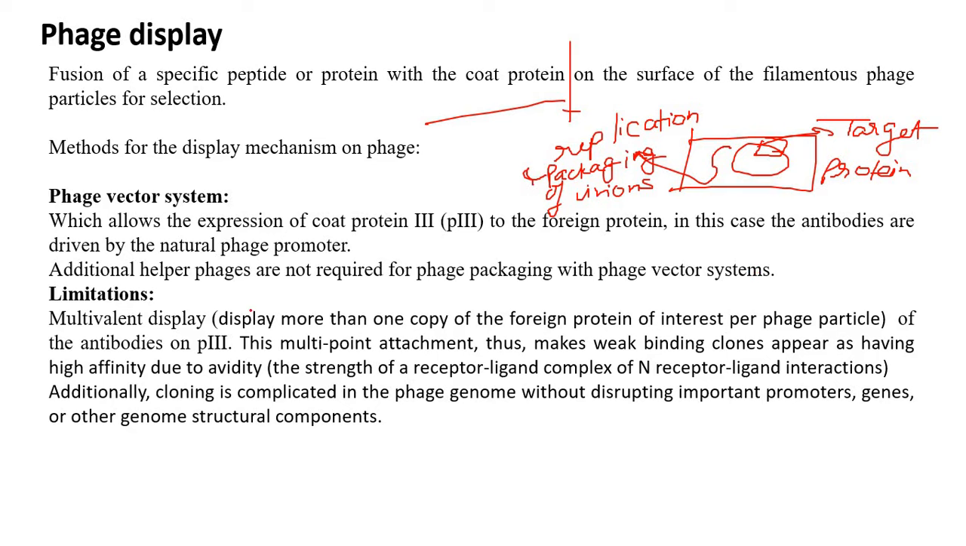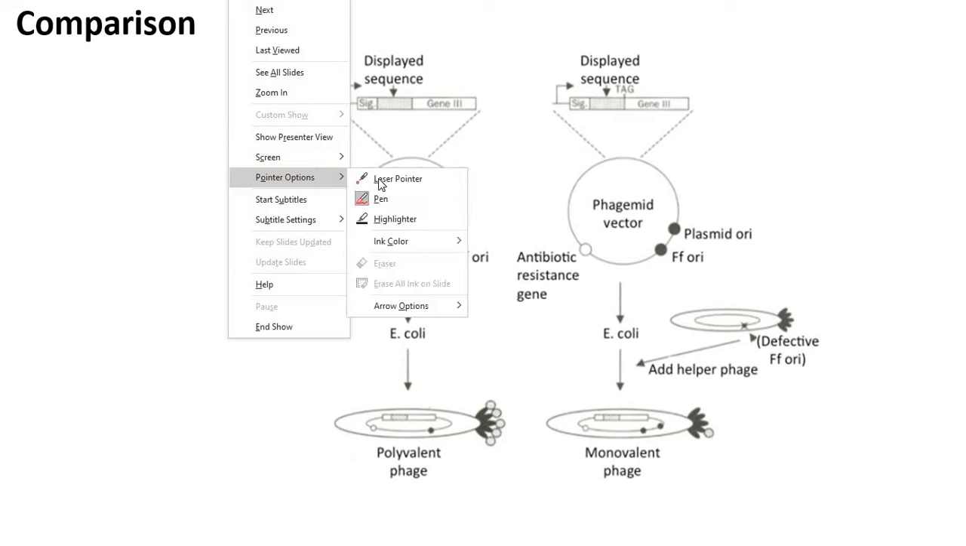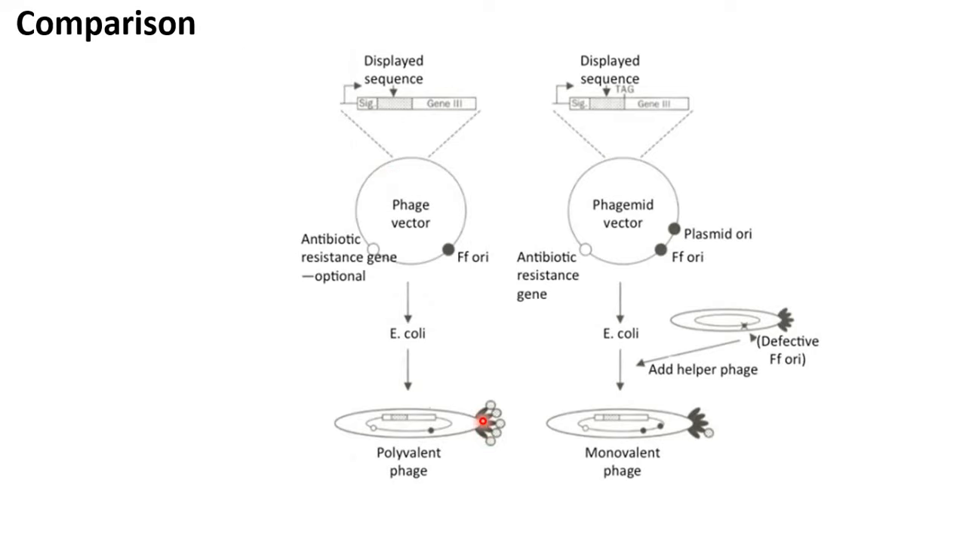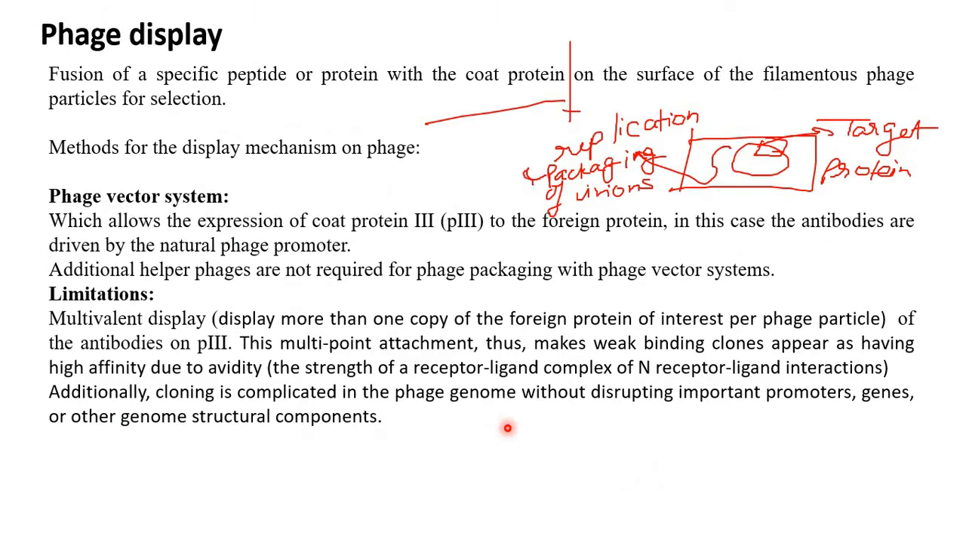But there are some limitations. This is the multivalent display, meaning it is a polyvalent phage. Let's say this is the coat protein, the black portion, and this is your target protein, which is your antibody. So there are multiple copies of a single antibody. In the case of the phage vector, you get the polyvalent or multivalent display, meaning more than one copy of the foreign protein of interest per phage particle.